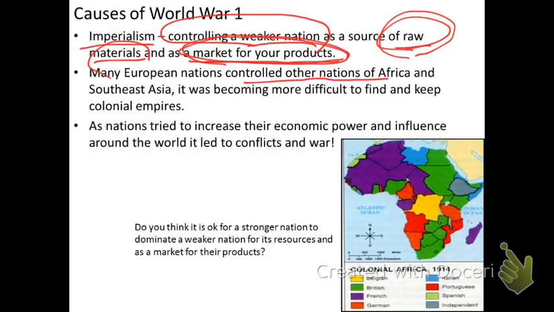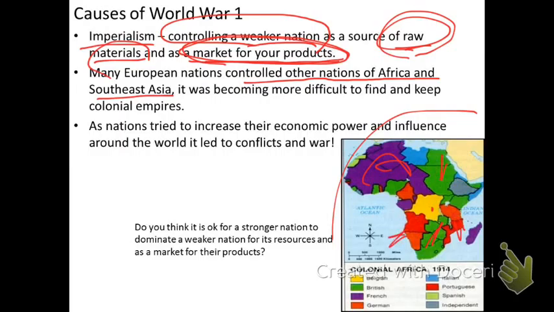Many European nations controlled other nations of Africa and Southeast Asia, and there's a little bit of a map down here depicting that. So, as European powers, and it's a little bit difficult to see, and a little bit difficult to read the entire legend, but you're looking at a couple of things. That kind of yellow right there was Belgium, right in there. The green was British. The little purplish area up here was French.